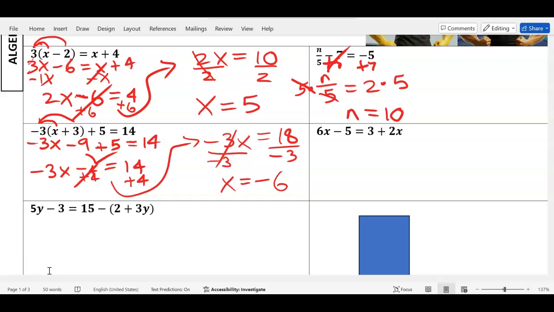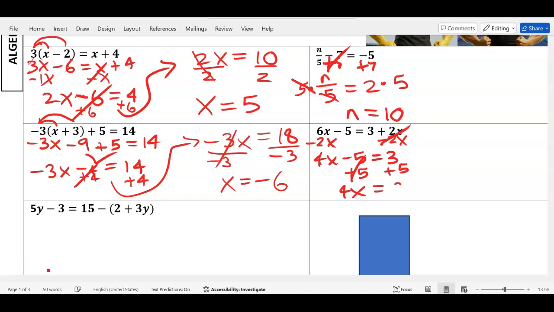This next one reminds me of the first one after I did my first step, right? When x is on both sides, we get rid of the smaller x. So a positive means I'm going to subtract 2x on both sides. 6 minus 2 is 4x. Bring down -5 equals 3. Last step, to get rid of the -5, you add 5 to both sides.